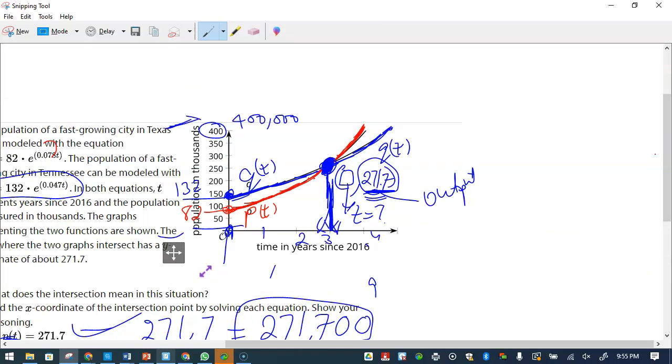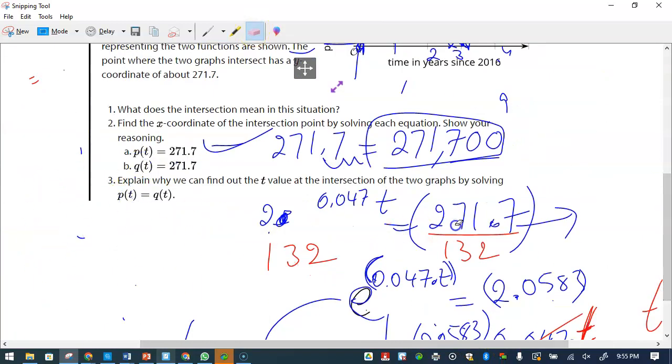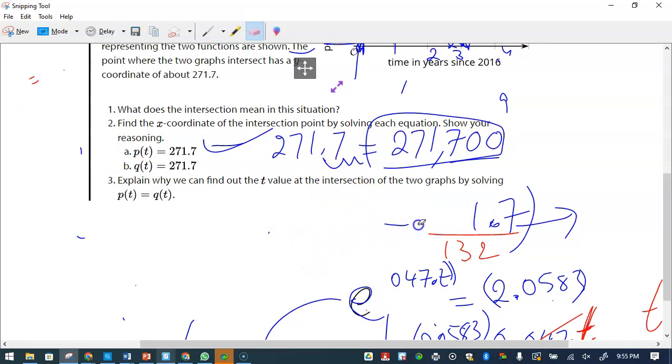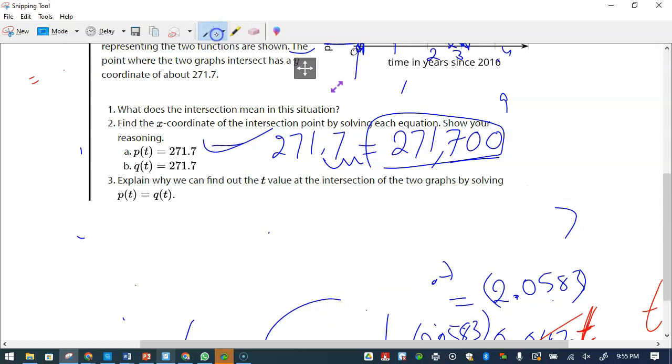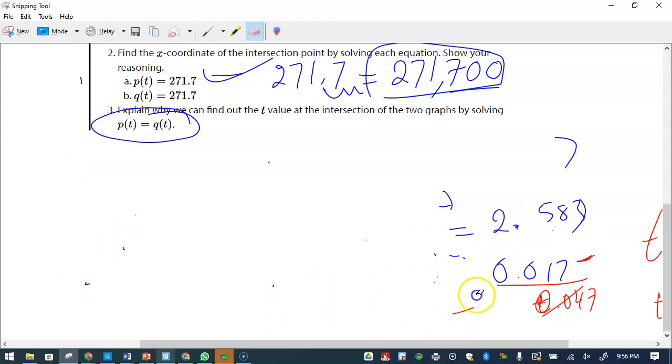The last question they ask you is, explain why we can find out t value at the intersection of the two graphs by solving. So we can also do another third way. So this is another way to do. This is like really cool, where we can still use the two equations and also get that. Let's do that also.